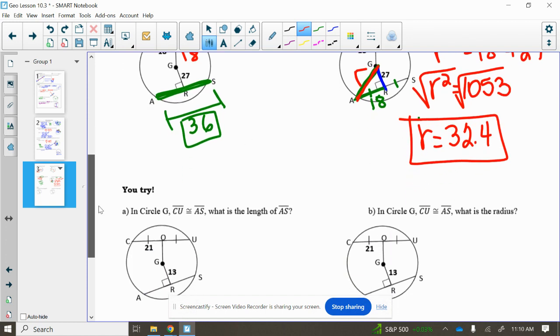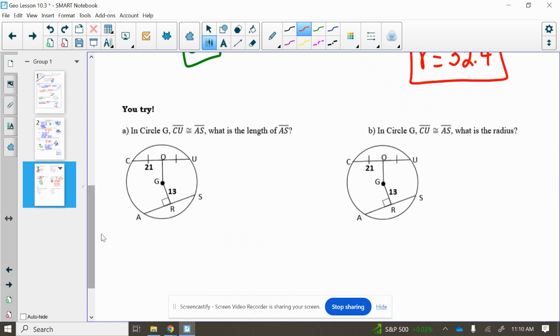There are two final examples for you to try. In the first one, you are finding the length of R to S. And the second one, very similar to the one up above, you are finding the radius.